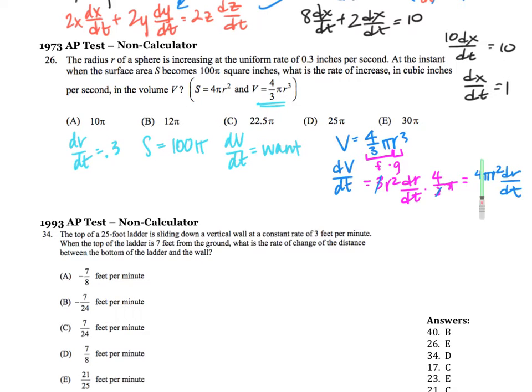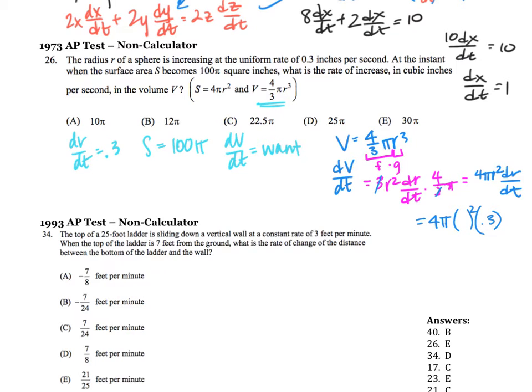I think that's an interesting observation here. That's the derivative of volume, which is also equal to the surface area. So let's go ahead and plug in some things that we know. We've got 4 pi. We don't know the radius. I'm going to come back to that. But we do know that our dr/dt is 0.3. So I'm going to go ahead and substitute that in.